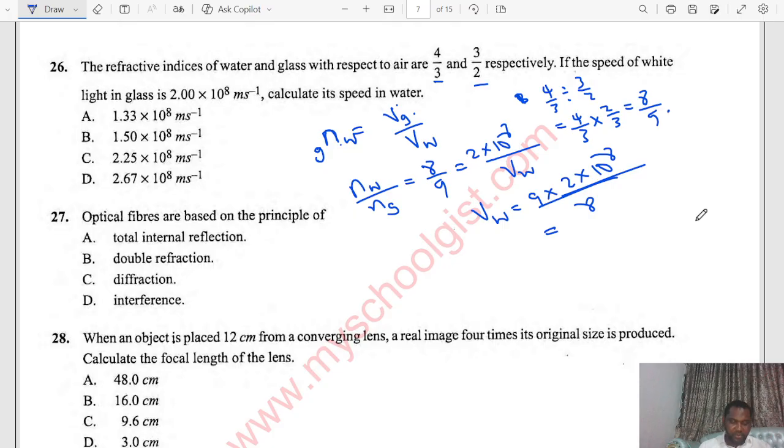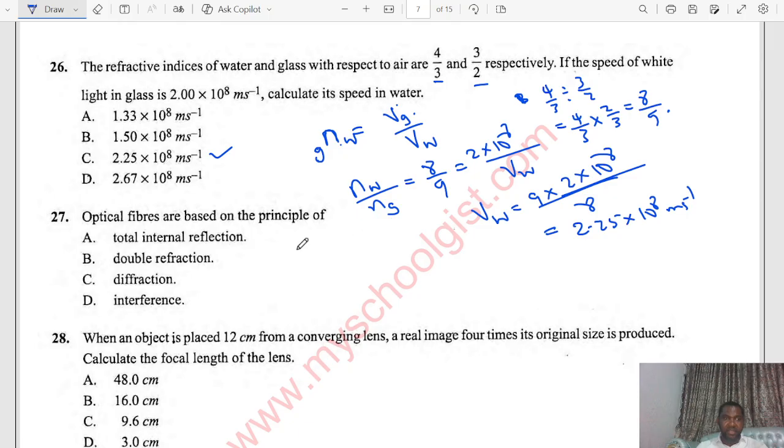Let me consult my calculator. So 9 divided by 4 is going to be 2.25. So this is 2.25 times 10 raised to the power of 8 meters per second. So the answer is C. Okay, that is physics for you. So please note this. When you say refractive index from a medium to the other, it means refractive index of this medium, water, divided by that of glass. That's how it works. Okay, please note that.